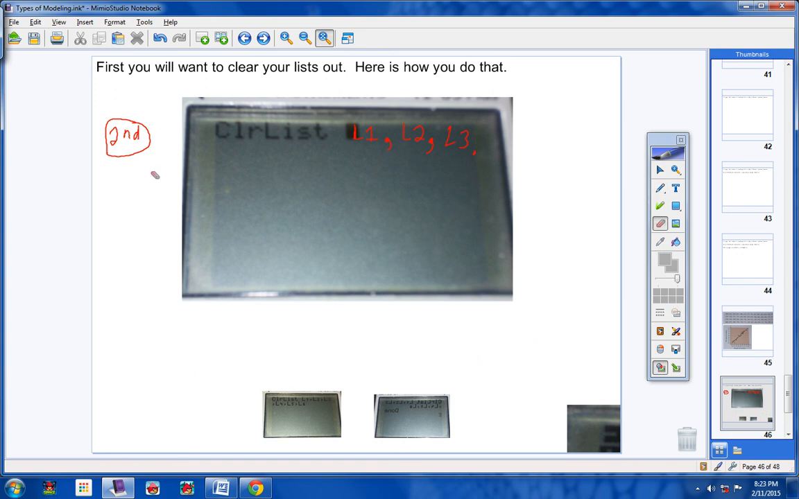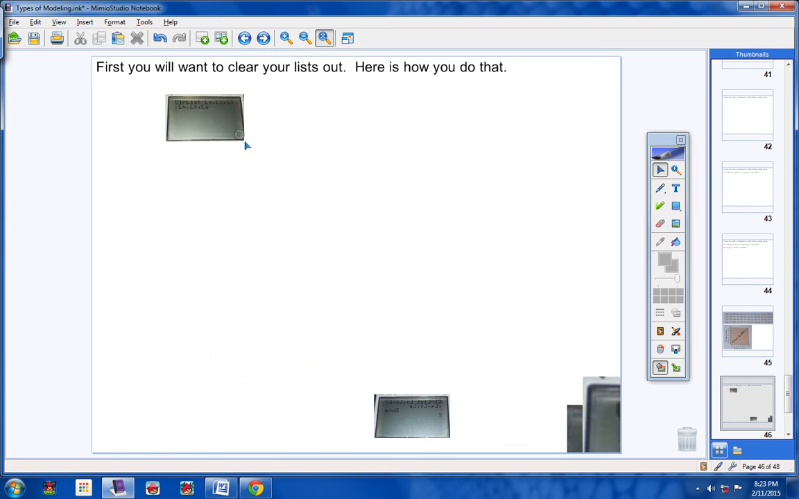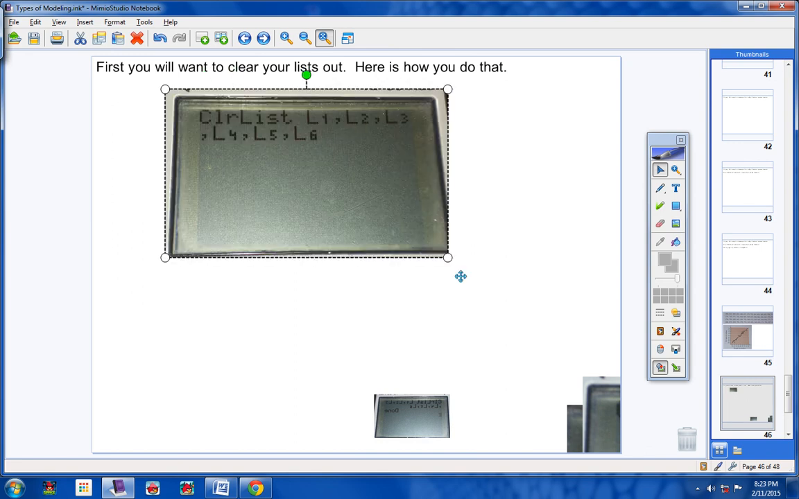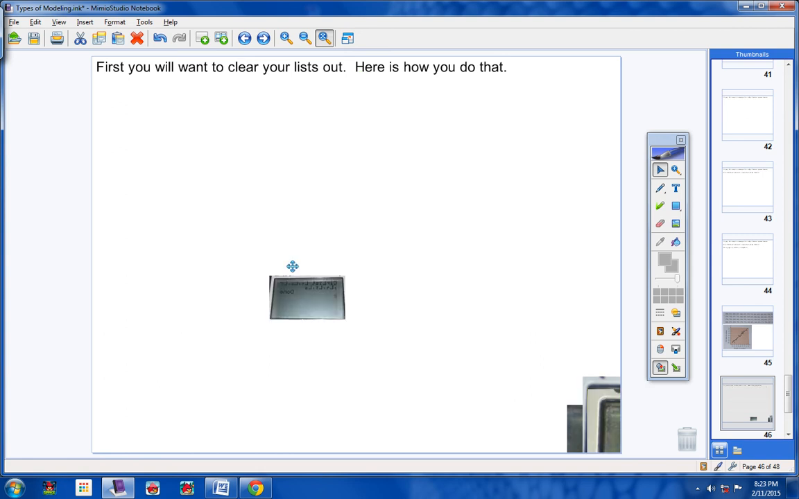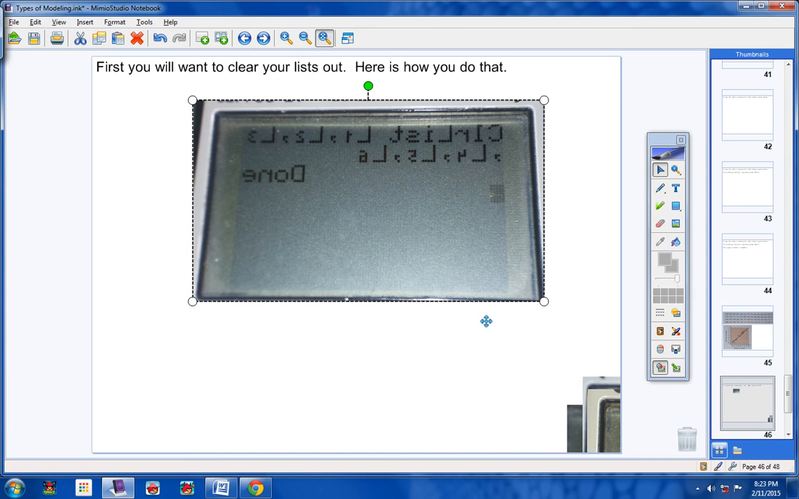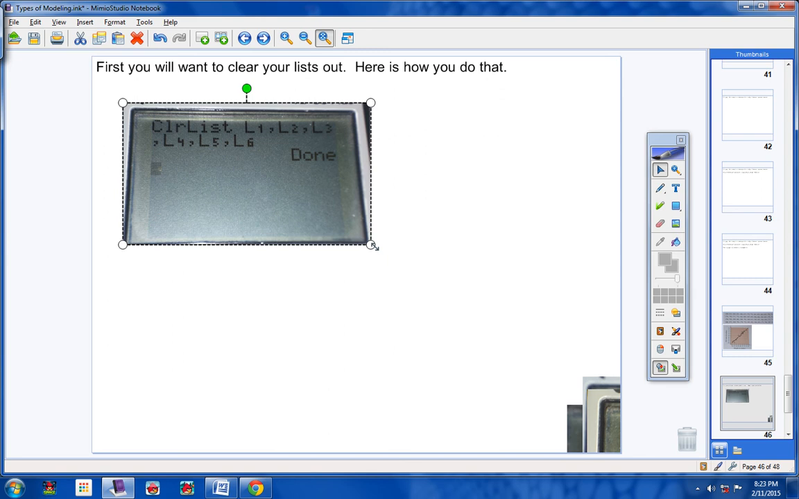So if you'll continue doing that process, when you're all done, it should look like this on your screen. Should look like that. L1, comma, L2, comma, L3, comma, L4, comma, L5, comma, L6, comma. Hit enter. Okay, after you've done that, hit enter. And when you hit enter, this should pop up on your screen right here. Oh, I got it backwards. Okay. How did I do that? There we go. It should say done.